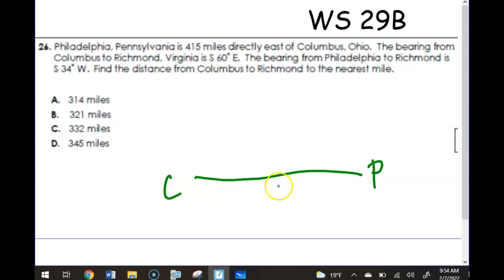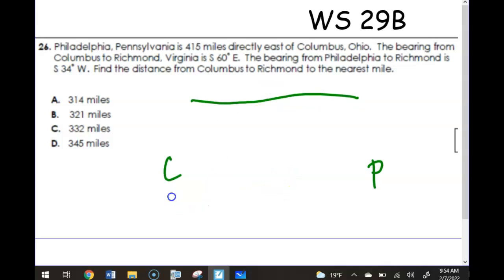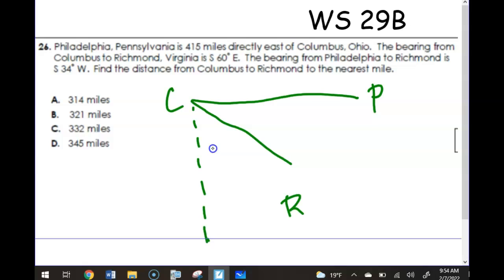Great. So I need to move this whole story so that I have room, because we're going to go off of a south line. The bearing from Columbus to Richmond is over here somewhere. It's off of south, goes 60 degrees towards the east. What does that leave in here, guys? If this is an east-west line and a north-south line, they meet at a 90, so that's 30. Everybody good?